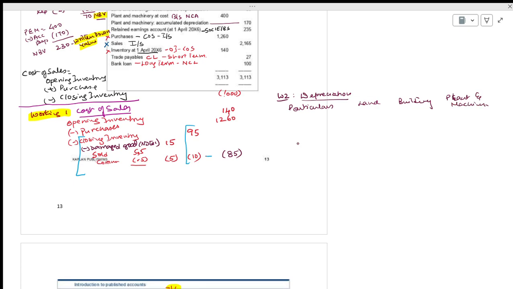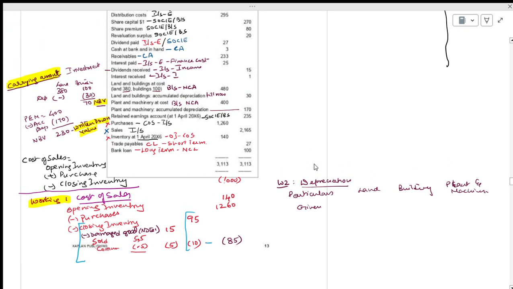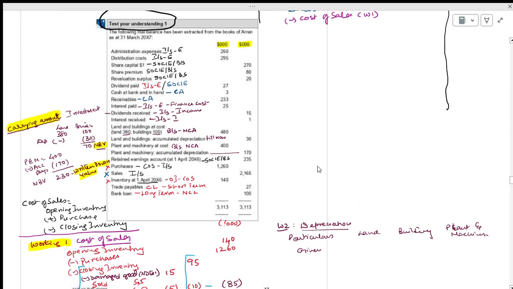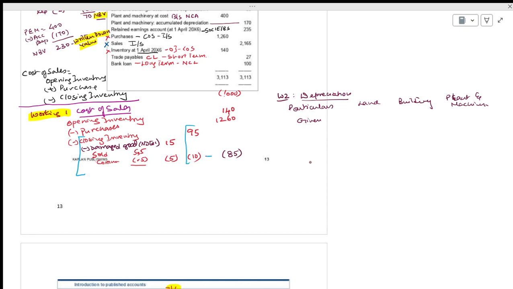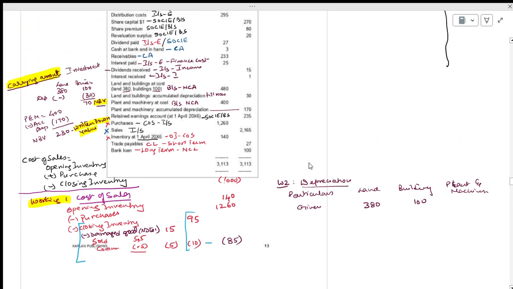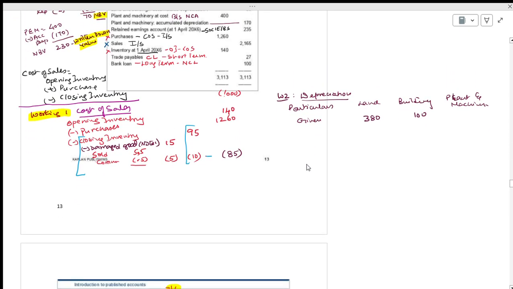Is it right? Given is how much? Go to the question. How much is the plant and land and buildings? 380 is the land, 100 is the buildings. Okay. Now, plant and machinery is how much? Plant and machinery is 400.